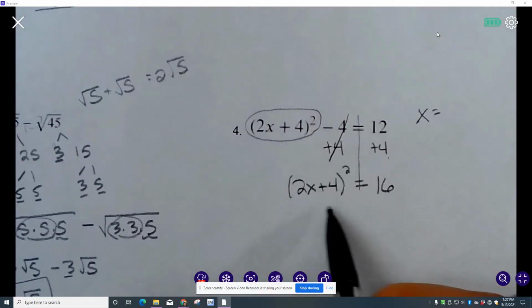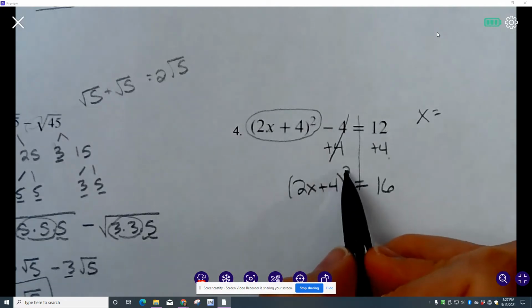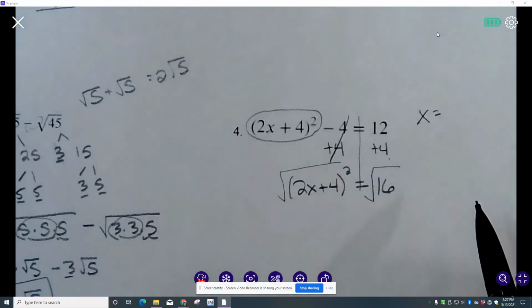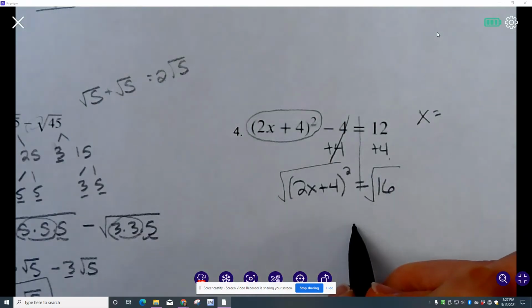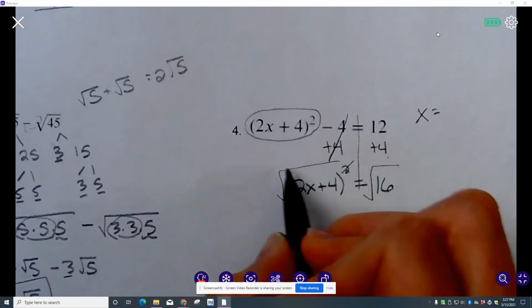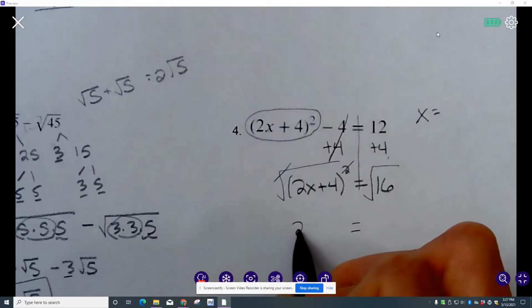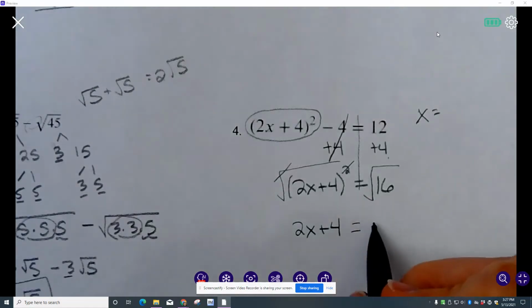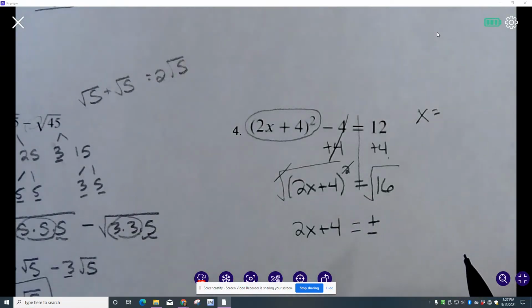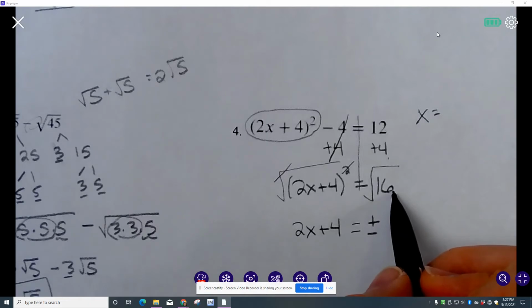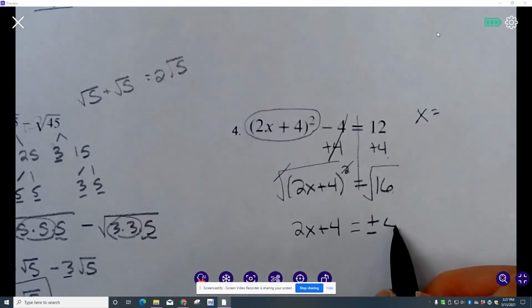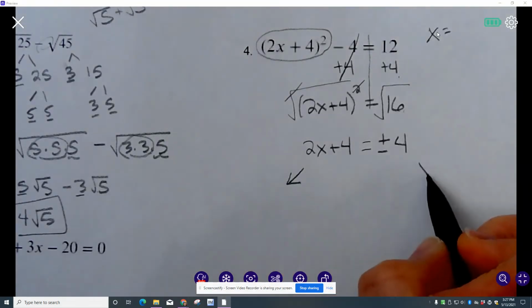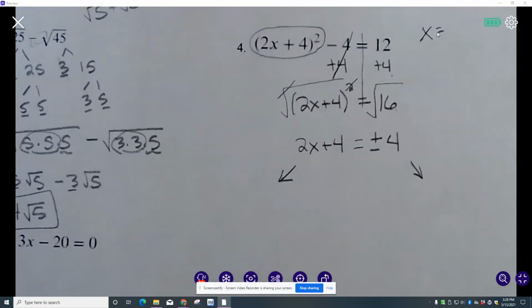Now that this is all by itself on one side of the equal sign, now I can eliminate the power 2 by doing root 2 on both sides. So on the left, power 2 and root 2 are inverses. They undo each other, and I'm left with 2x plus 4. On the right, be careful, I have plus or minus. This is a perfect square. The square root of 16 is 4. So there's my 2 equations that I need to solve.